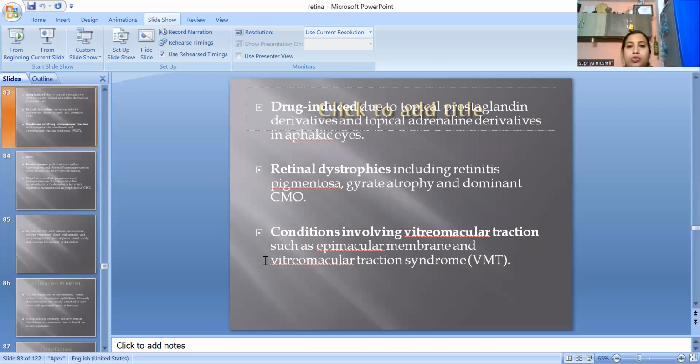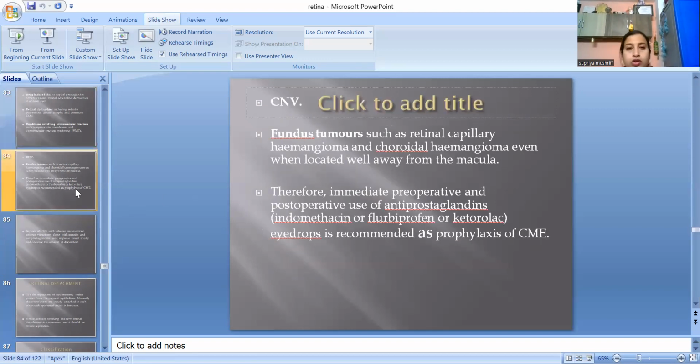Drug-induced cases can be due to topical prostaglandin derivatives and topical adrenaline derivatives in aphakic eyes. Retinal dystrophies which can include CMO are retinitis pigmentosa, gyrate atrophy, and dominant cystoid macular edema. Conditions involving vitreomacular traction such as epiretinal membrane and vitreomacular traction syndrome, CNVM, that is choroidal neovascular membrane, and fundus tumors such as retinal capillary hemangioma and choroidal hemangioma, even when located well away from the macula, can also cause it.